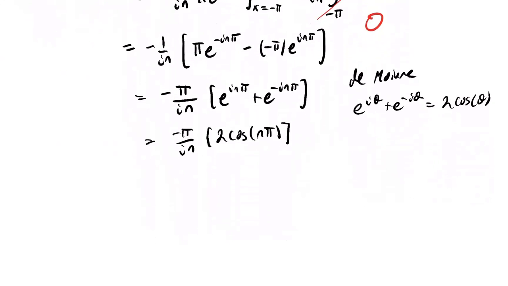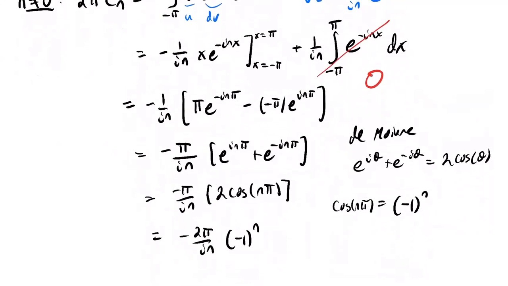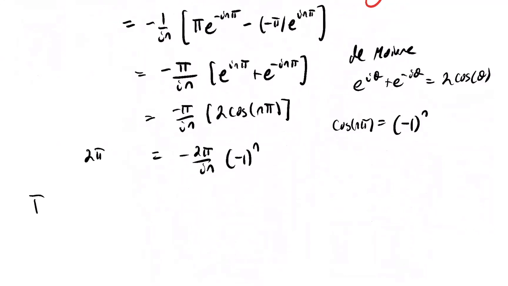Well, cosine of n pi is either plus or minus 1, right? So this is equal to minus pi over in times 2 times, in particular, cosine of n pi. Well, it's equal to 1 if n is even and minus 1 if n is odd. So one way of writing this is just minus 1 to the n, right? And so these are my Fourier coefficients scaled by 2 pi. And so finally, if I divide by 2 pi, right, we had 2 pi Cn was equal to this. So therefore, Cn is equal to minus 1 over in times minus 1 to the n, right?